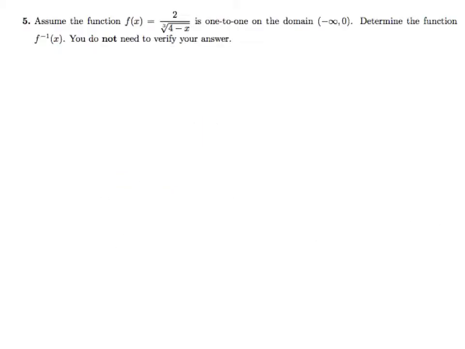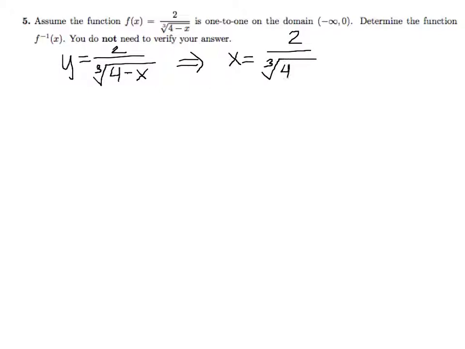Okay, this is problem number 5. It says assume the function f of x equals 2 divided by the cube root of 4 minus x is not 1-to-1, or is 1-to-1, on the domain negative infinity to 0. Determine the function f inverse of x. When we find the inverse of a function, we switch x and y, and then we solve for y. So we have y equals 2 divided by the cube root of 4 minus x. The first thing we need to do is switch the x and the y. So x equals 2 divided by the cube root of 4 minus x.